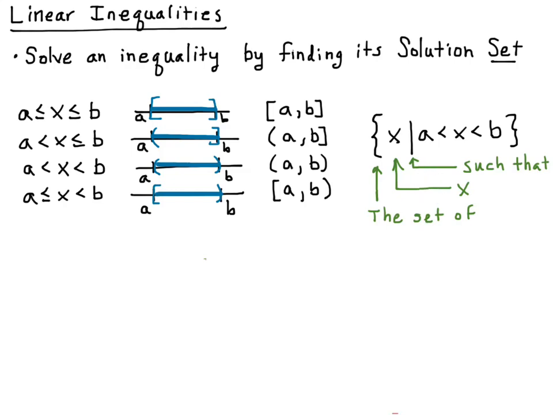Okay, so the way I would read this is the set of x such that a is less than x is less than b. So then whatever you put after the such that line is really any way that you want to express it. And so if you end up with a solution that says x is greater than 3, you can write that as the solution set, the set of x such that x is greater than 3. So it's a little wordy, but it's a precise way to write sets.